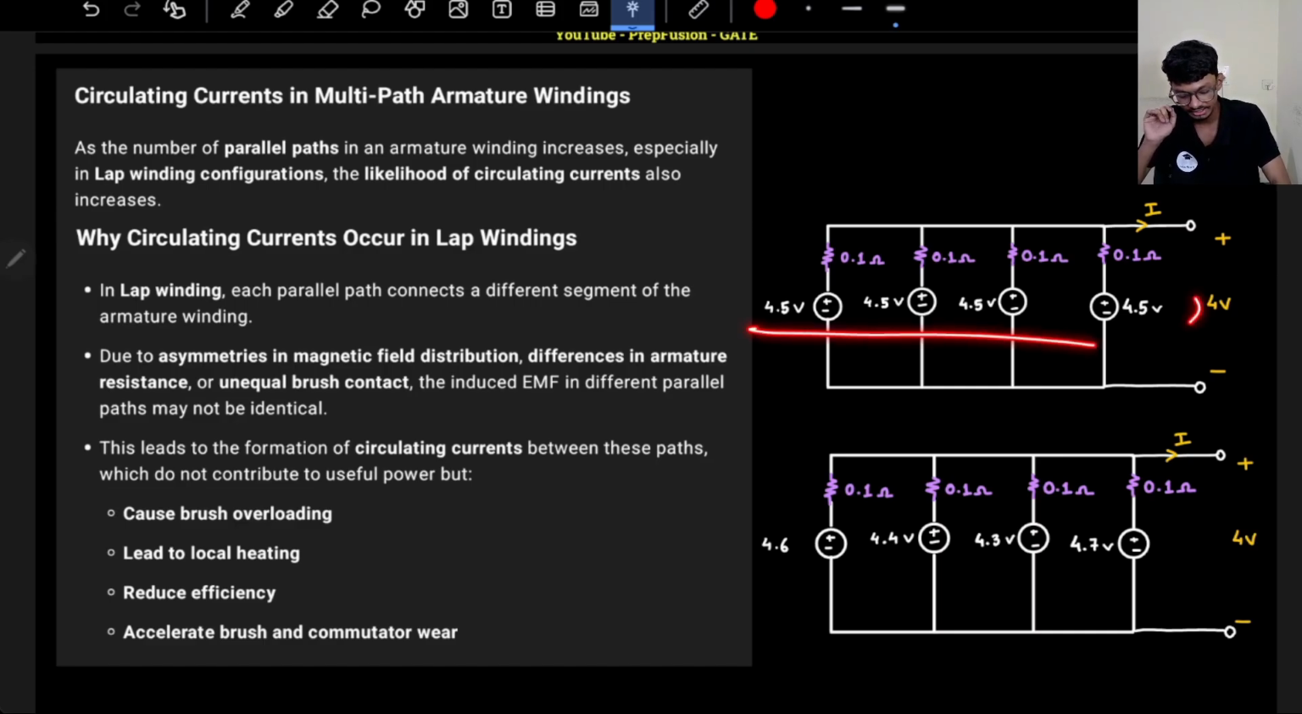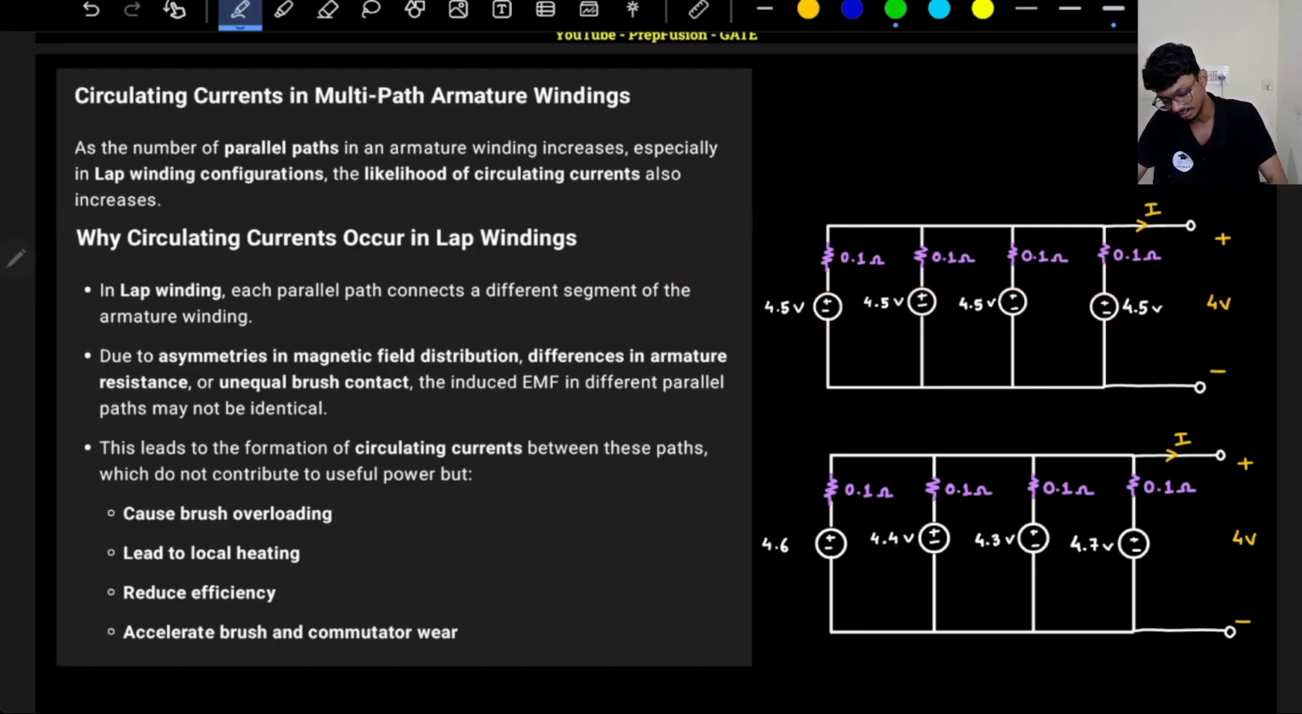So in this first circuit, there is no problem. In the first circuit, there is no circulating current. As these voltages are the same and these resistances are also the same, I can convert this into an equivalent voltage source. This will be 4.5 volts and this will be 0.1 divided by 4 basically. I can use Millman's equivalent.